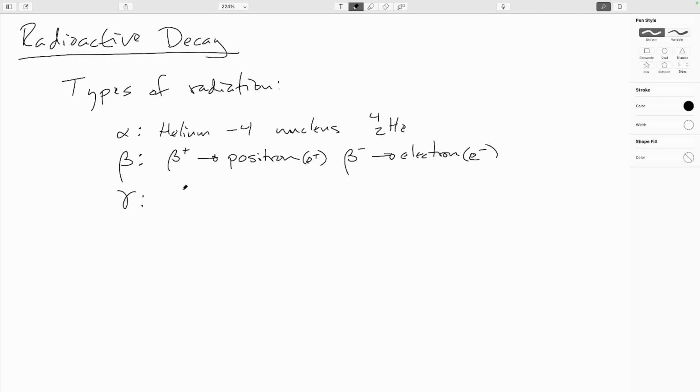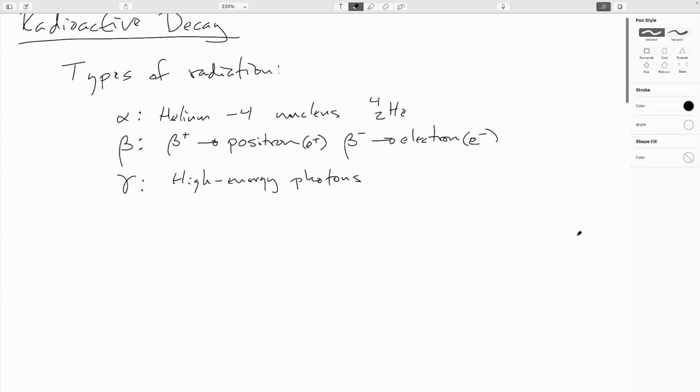Then finally, gamma radiation are high energy photons. So probably be easiest to go ahead and work with these in kind of reverse order. So let's go ahead and take a look first at gamma radiation.